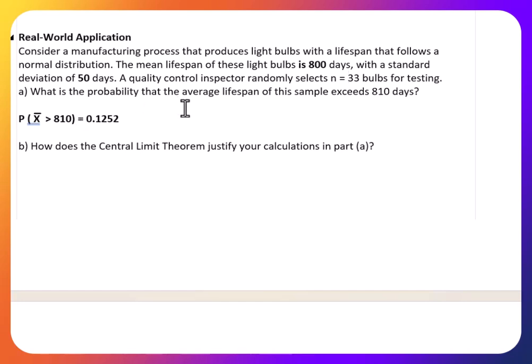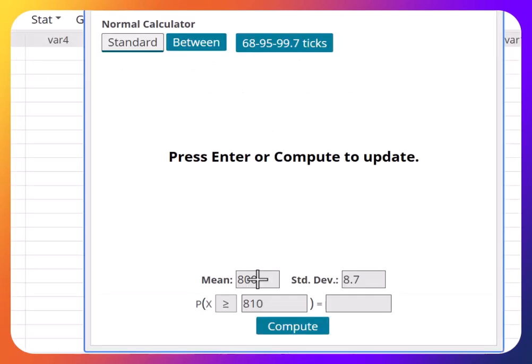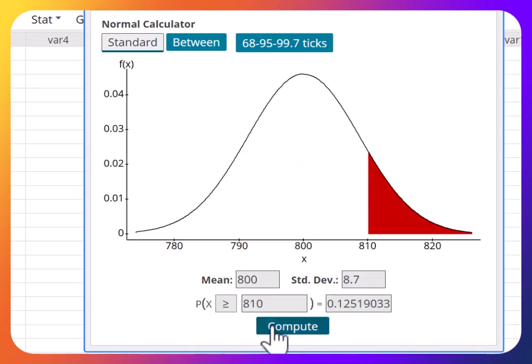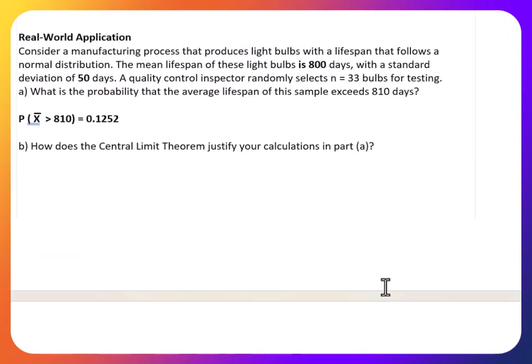We're going to be using the normal calculator, but remember, we'll be using 800, but instead of 50, we have to use 50 divided by the square root of 33. Let me take you to the screen. So the mean is 800. If you divide 50 by the square root of 33, you get 8.7, and we need x bar greater than 810, and that's the answer, 0.1252.